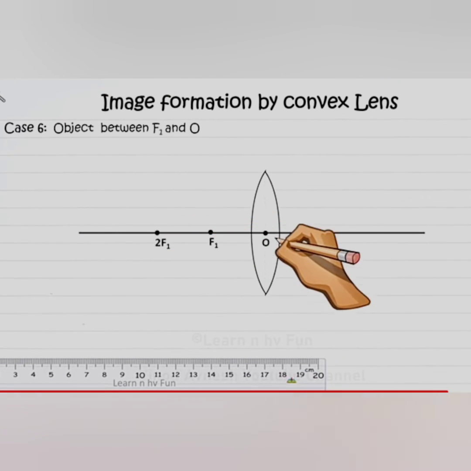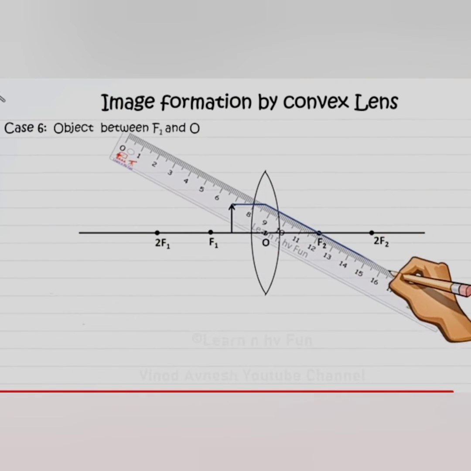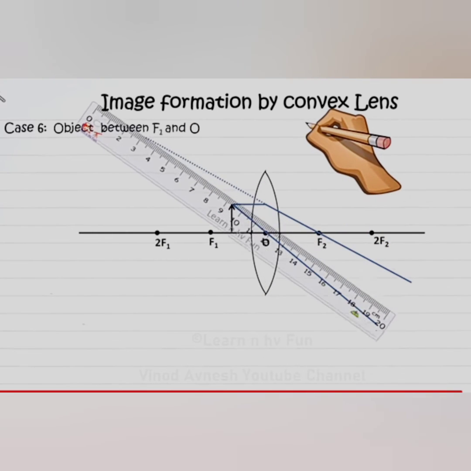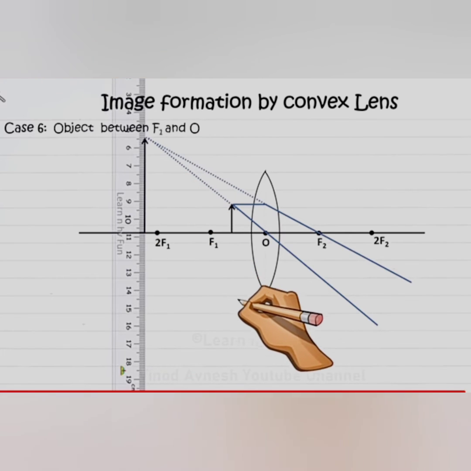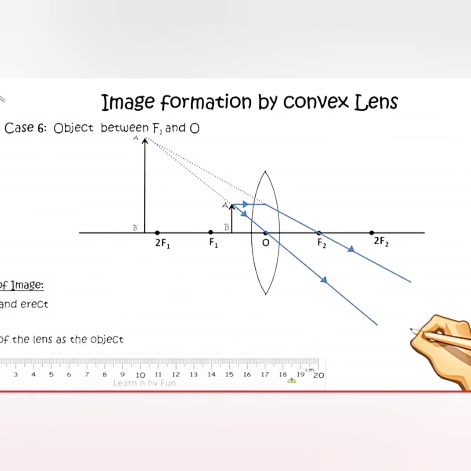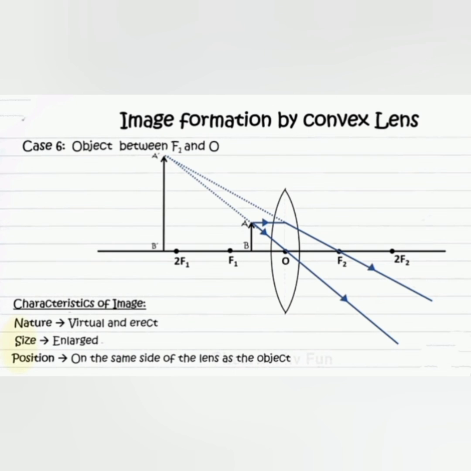And at last, case number 6, object between f1 and O, that means the object is between the focus and the optical center. According to the law of ray diagrams, two rays pass through the optical center and f2, then they will not meet each other in front of the lens. But if we extend them, then we may get an imaginary image, and it will be a virtual image because the image is formed behind the lens. So what is the characteristics of this image? It is virtual and erect, size enlarged, position on the same side of the lens as the object.